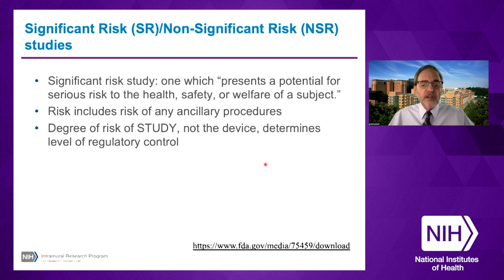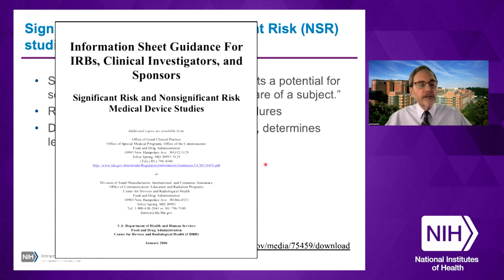A significant risk study is one which presents a potential for serious risk to the health, safety, or welfare of the subject. And the risk includes the risk of any ancillary procedures that are involved. So if you have to do a surgical procedure to use the device, then the risks of that surgical procedure may play a role in your determination of risk. And it's the risk of the study, not the device, that determines the regulatory control. There's much more detail on this in the guidance sheet on significant risk and non-significant risk studies, including a checklist. There are 4 categories that it goes through that you need to consider in determining risk.